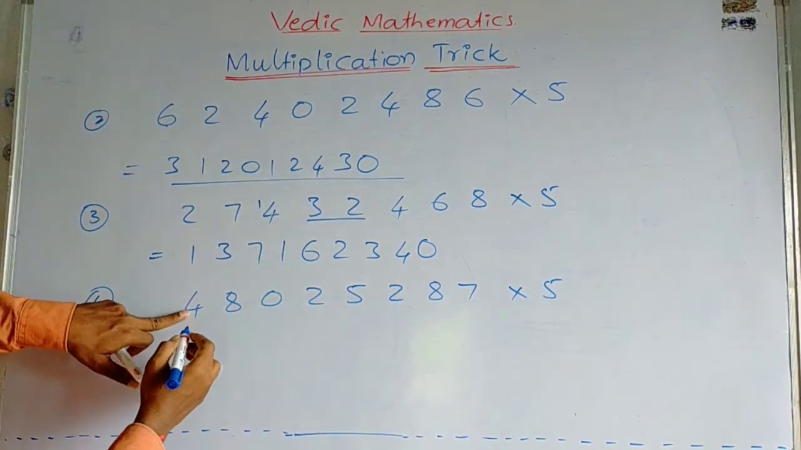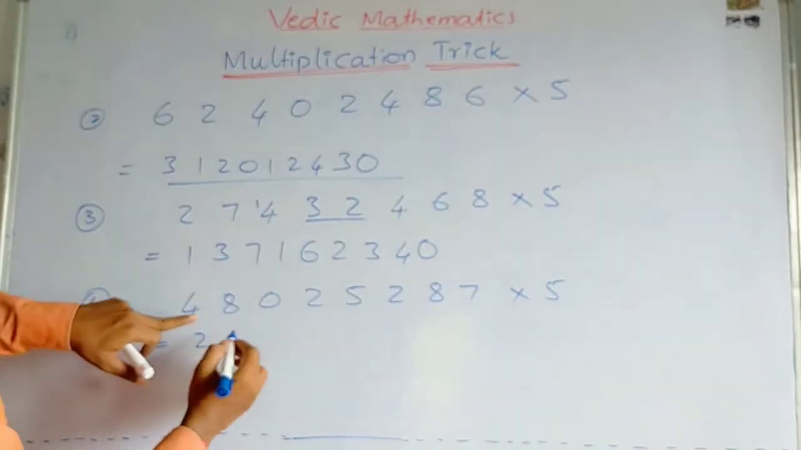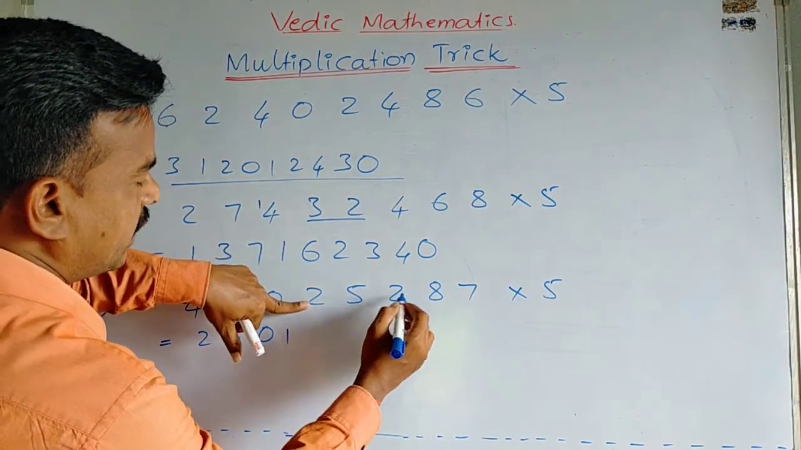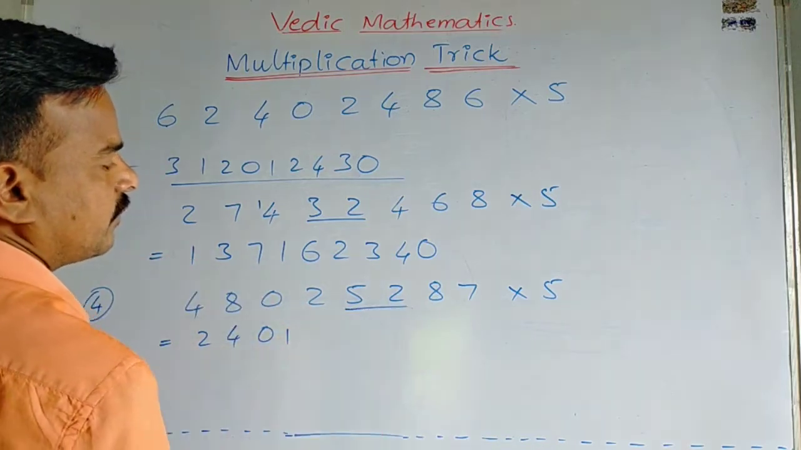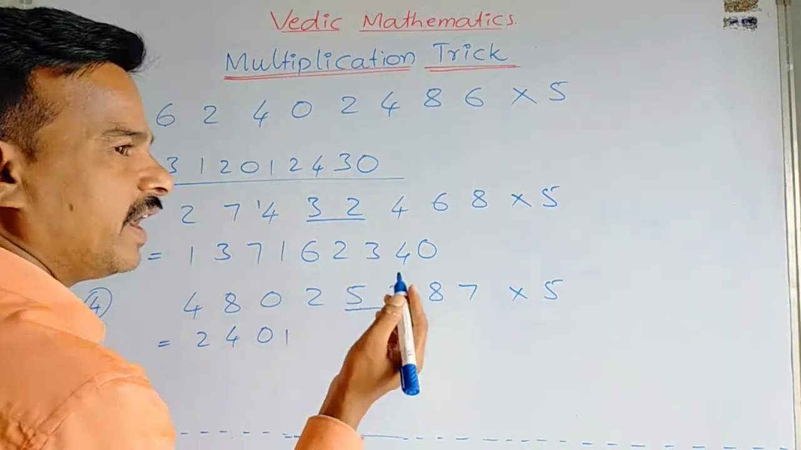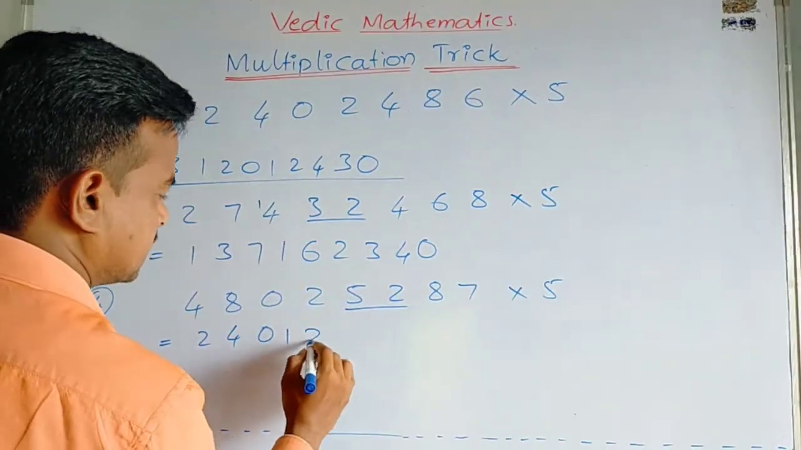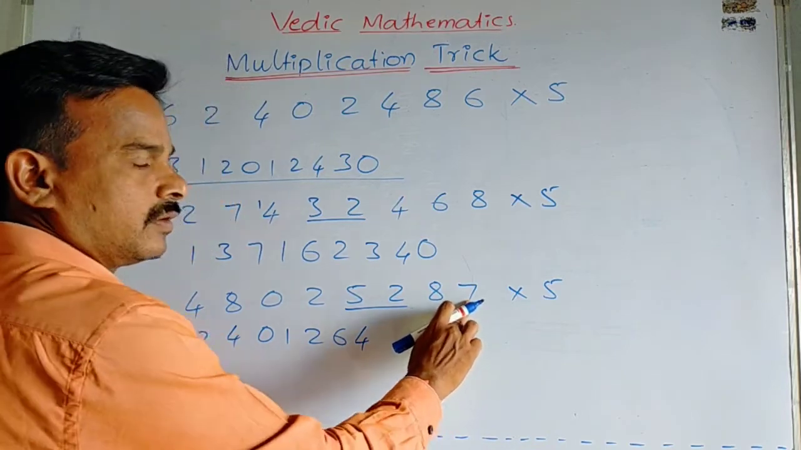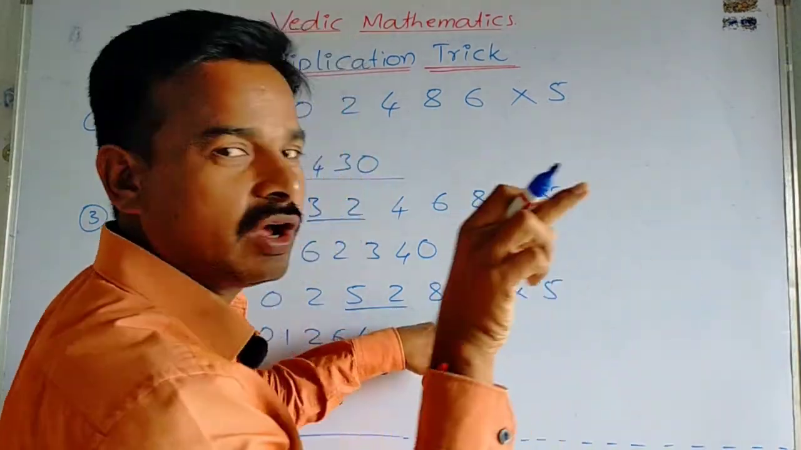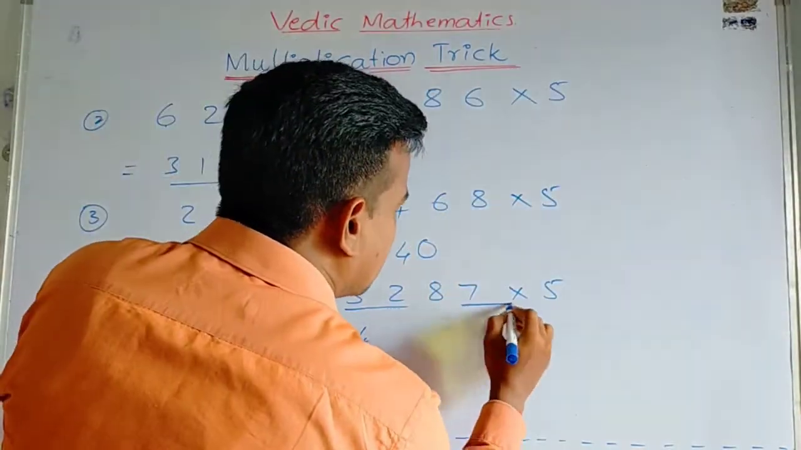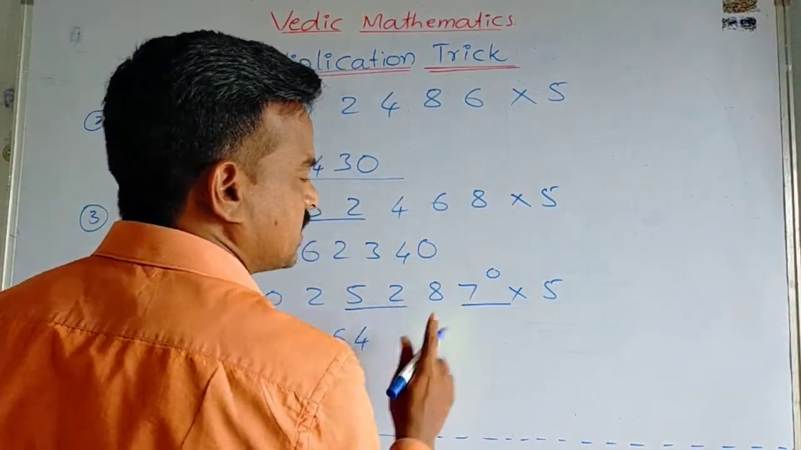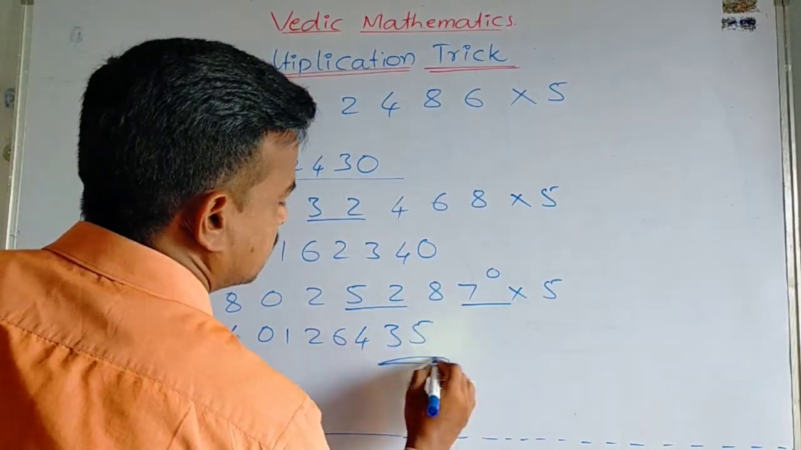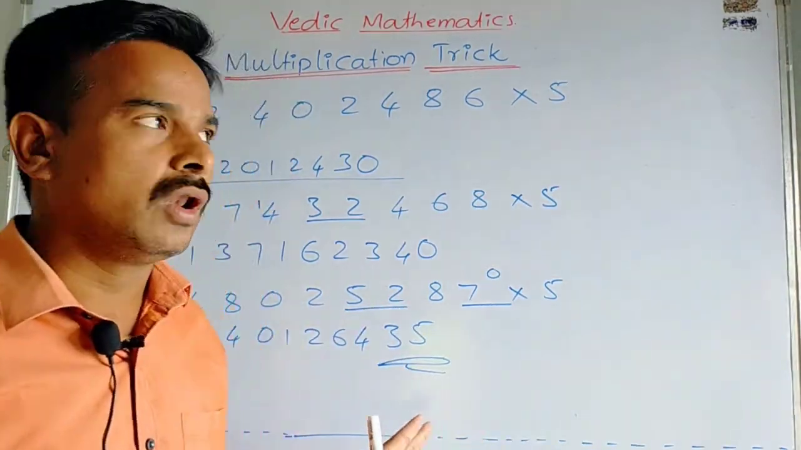Okay, now half of 4 is 2, half of 8 is 4, half of 0 is 0, half of 2 is 1, then 52. What is the half of 52? Half of 50 is 25, and one more, so 26. And next half of 8 is 4, half of 7. Actually, 7 has a 0 after it too, so what is the half of 70? This is 35. That is it. This is the answer.